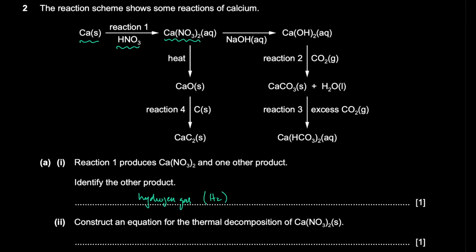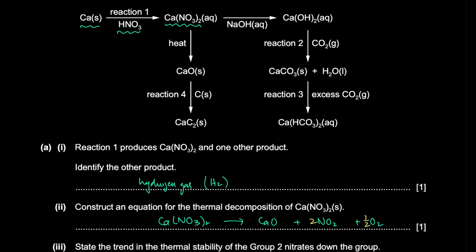Construct an equation for the thermal decomposition of calcium nitrate. If you guys remember, calcium nitrate की जब decomposition होती है, we produce calcium oxide, nitrogen dioxide, and oxygen gas. Okay, and if you want to balance this, calcium is already balanced over here, so you have 2 nitrogens over here, so you'll have 2 NO2, and then at the end we're going to balance the oxygen, so we have half O2. Okay, you can write the whole numbers as well, or you can write it in fractions. It doesn't matter, they're both acceptable.